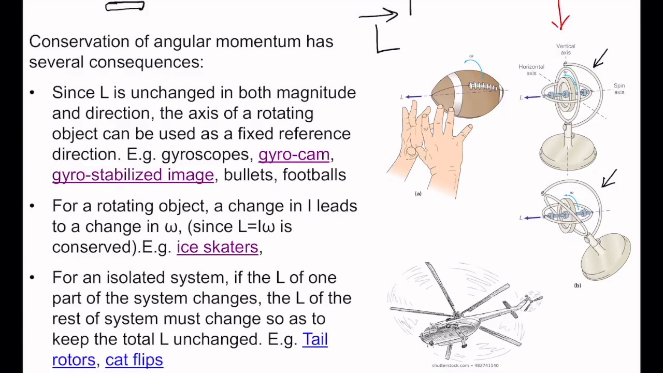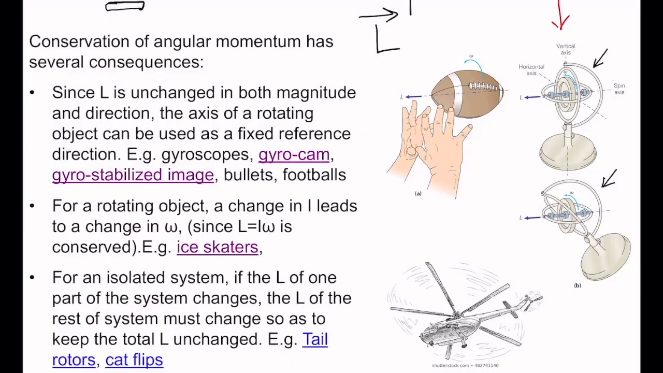The third category of applications of angular momentum is that if you have a composite system with different parts that can rotate, and the angular momentum of one part of the system changes, but the total angular momentum of the system is conserved, then the angular momentum of the other part of the system must change in a certain way in order to keep the total angular momentum constant. So, what's an example of that? One example of that is a helicopter.